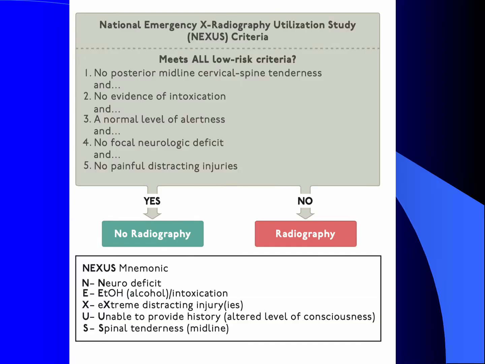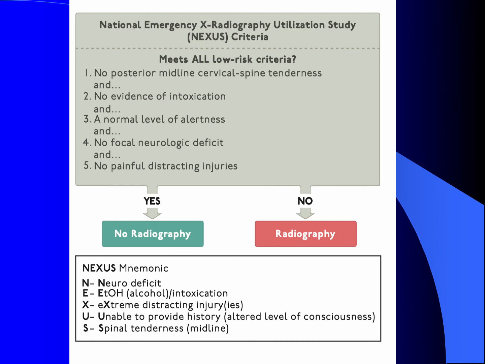Nexus criteria is another clinical decision tool that helps us rule out cervical spine injury among stable trauma patients without the use of imaging. According to this rule, for a stable trauma patient that fulfills all 5 criteria, we can safely rule out cervical spine injury. However, if any of these rules is not fulfilled, radiography is warranted.